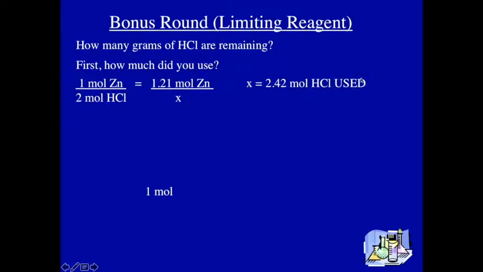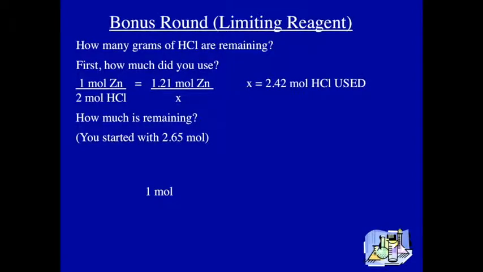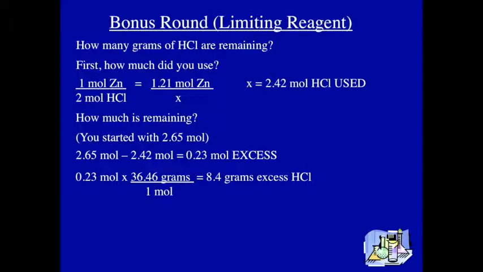How much is remaining from that? We began with the 2.65 moles, and I have 0.23 moles of hydrogen chloride or hydrochloric acid sitting around for a reaction to happen, but it can't react with anything because the zinc is gone. There's no more zinc. It's only zinc chloride and hydrogen gas as products. And if I wanted to change that back into grams, again, 0.23 moles times the gram molar mass of hydrogen chloride would give me 8.4 grams of excess hydrogen chloride or hydrochloric acid.